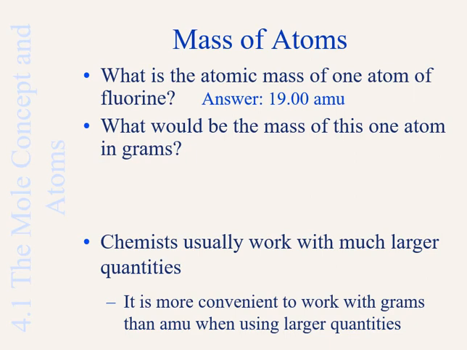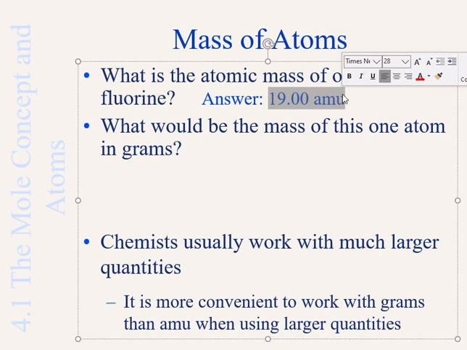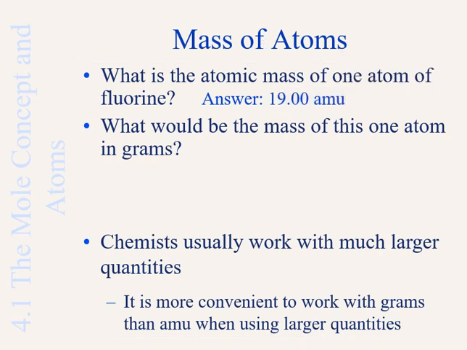Under F for fluorine. Fluorine has the atomic number 9. So search for fluorine on the periodic table. And when you look at the mass, you will see that it says 19.00 AMU. So what is the atomic mass of one atom of fluorine? The answer is 19.00 AMU. And that's very basic. We can do this with any atom.